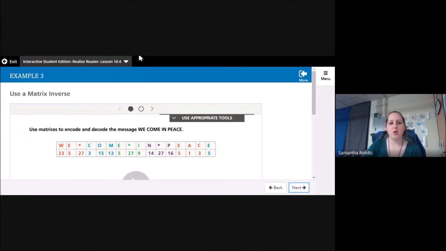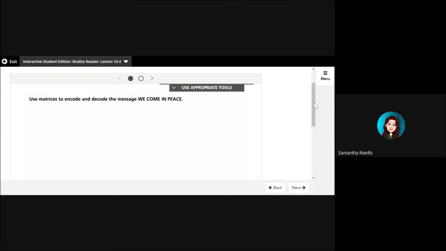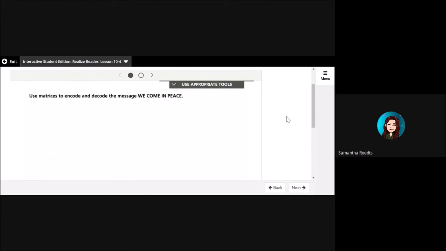Example 3, use a matrix inverse. Use matrices to encode and decode the message, "We come in peace." Matrix multiplication can be used to encode and decode messages. The first step is to convert the message into a string of numbers.